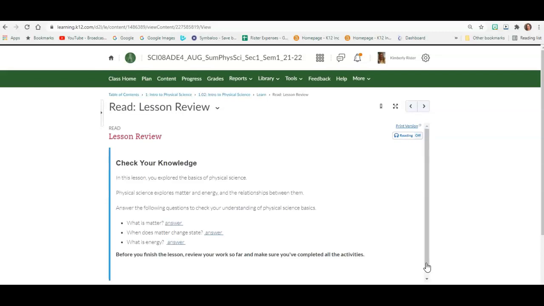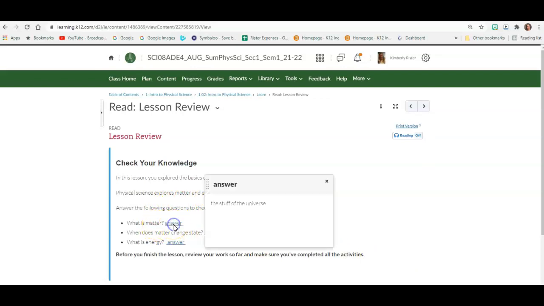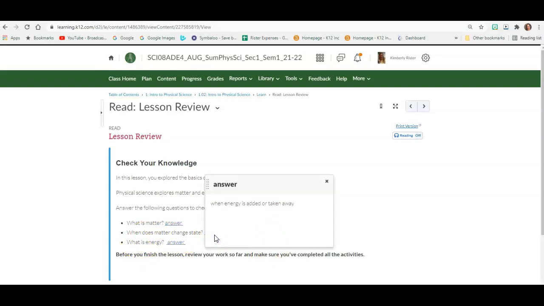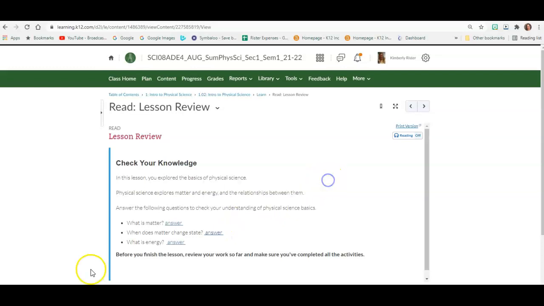All right, so reviewing the lesson here. Physical science, we know, explores matter and energy and their relationship. We've answered the following questions a couple of times now already. We know that matter, this says the stuff of the universe, but before you got an actual definition that says anything that has mass and takes up space. When does matter change state? This is a good thing to know. When energy is added or taken away. I would put this sentence in my notes.